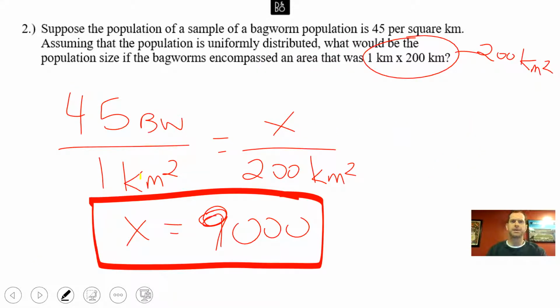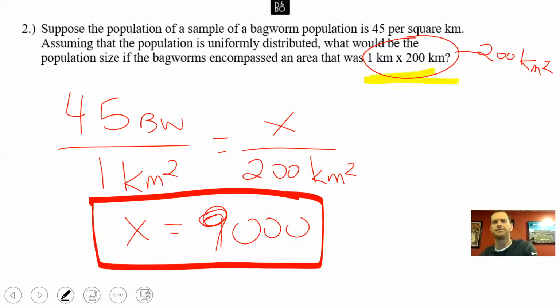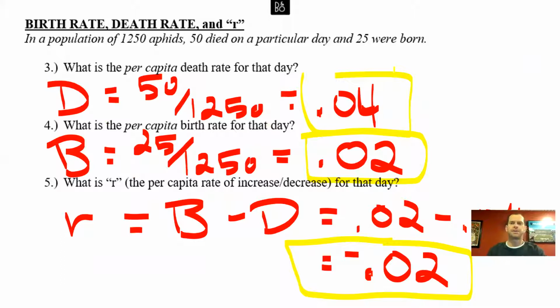This is the next one. In order to find the bagworms in a 200-kilometer square chunk of land, which is a very odd rectangle of land, super thin and extended way out, I just did some cross multiplying. It makes sense. If there's 45 in one, we would have 9,200, okay? I made the writing a little bit thicker here so you could see it.